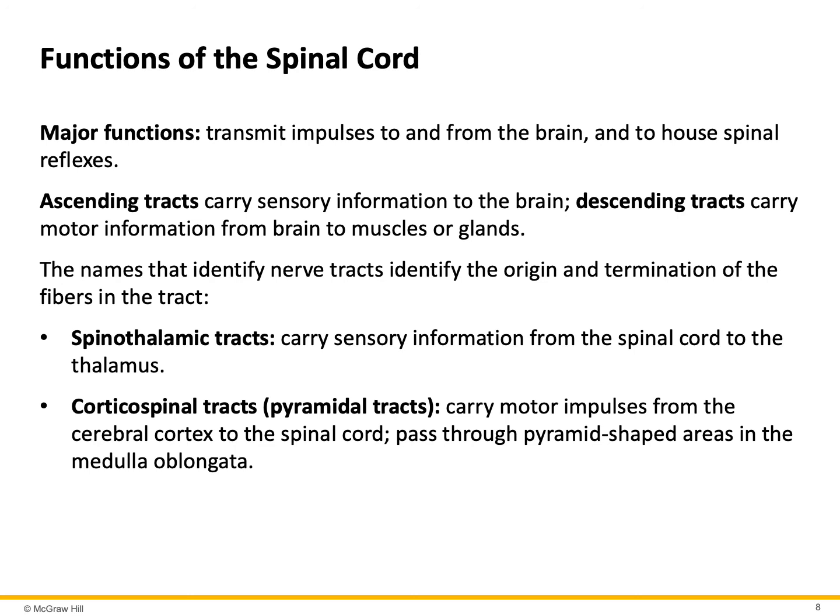There are more than a dozen types of ascending and descending tracts, but we only want to focus on 2 tracts. So the first tract is spinothalamic tract, which is an ascending tract. It carries sensory information of pain and touch from peripheral organs to the brain. And the second tract is called corticospinal tract. This tract is also called pyramidal tract. This is a descending tract. It carries motor information from the brain to voluntary organs such as skeletal muscles.